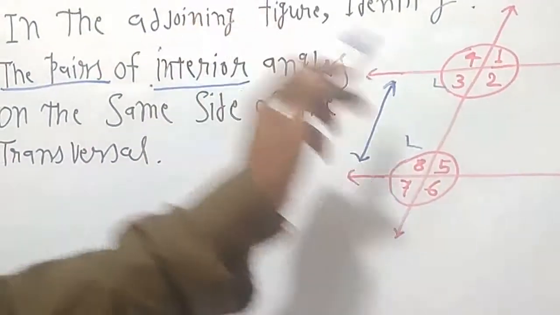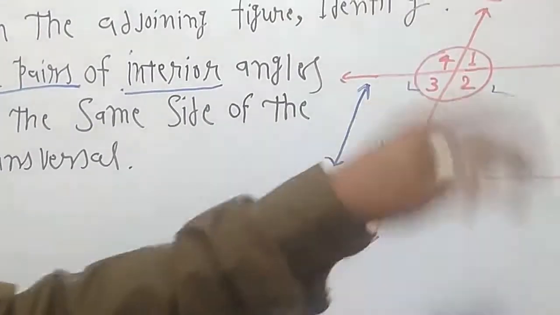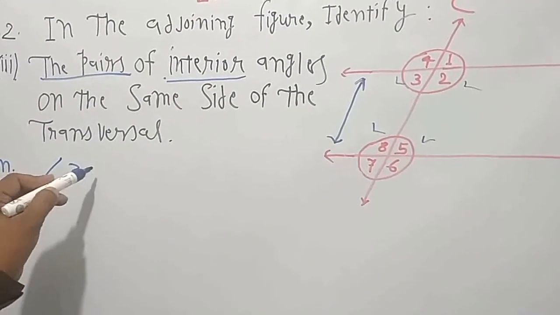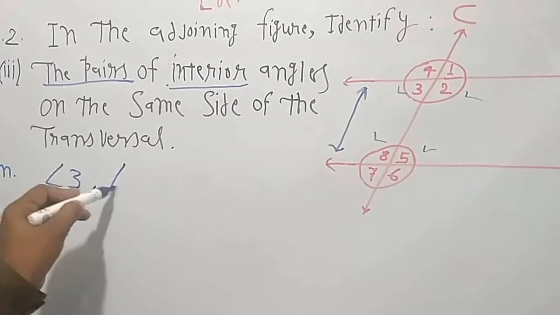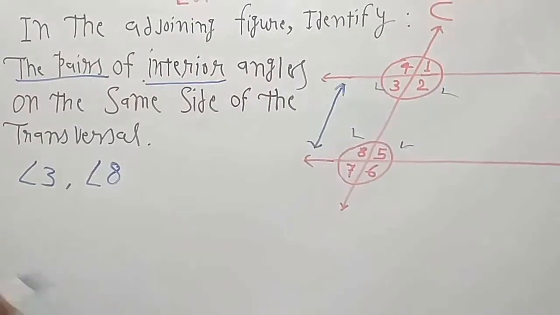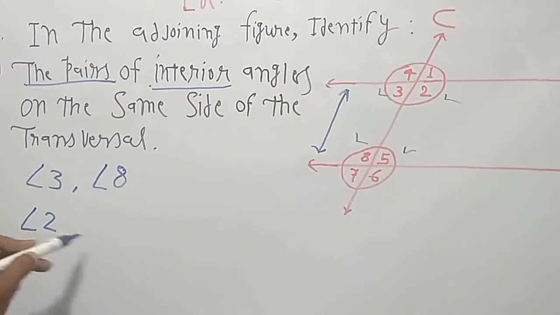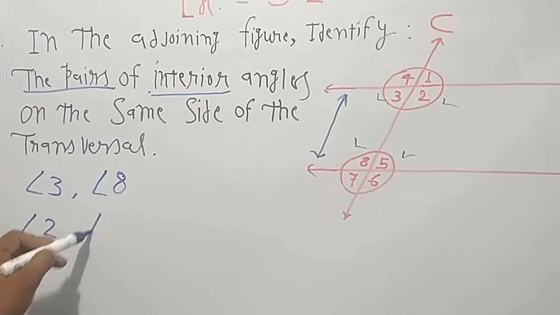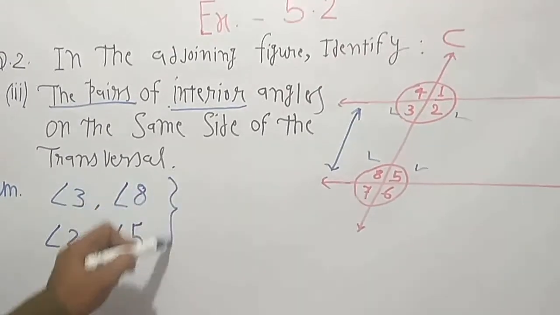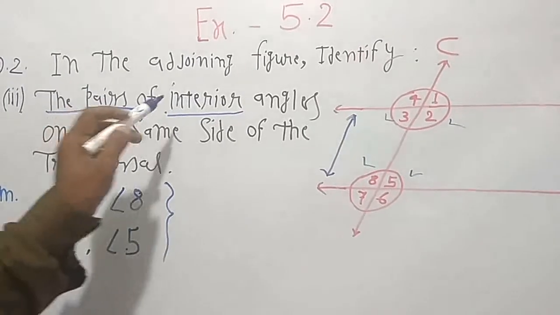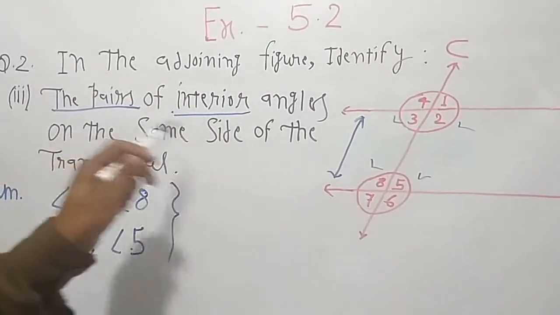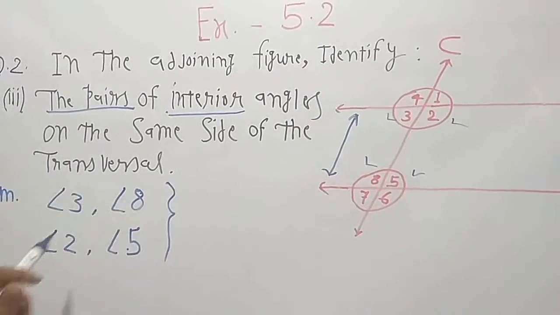These are on this side, and angle 2 and angle 5 on the other side. So the first pair is angle 3 and angle 8, and on the other side, angle 2 and angle 5. So there are two pairs. In the interior there are two pairs of angles on the same side of the transversal: angle 3 and angle 8, angle 2 and angle 5.